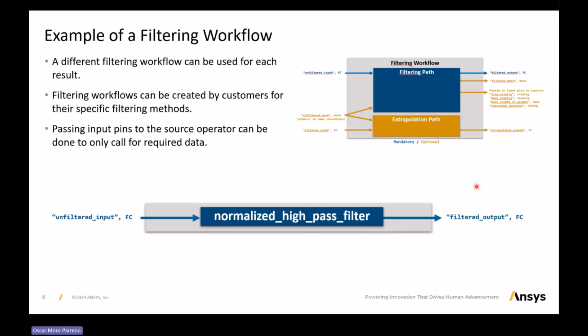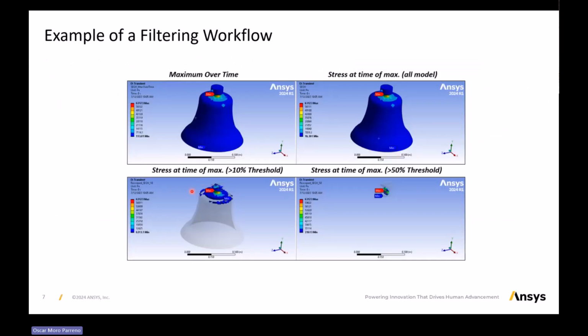An example of the filtering workflow, this is kind of the pattern for how to create them. These filtering workflows need to have two specific pins, one called unfiltered input and one called filtered output. An example for this would be a normalized high-pass filter. So we can imagine that you have stresses and you only want to export stresses up to a certain value. So you can say, for example, I just want to export the stresses that are above 10% of the threshold, which would allow you to compress the file a lot compared to the original RST file.